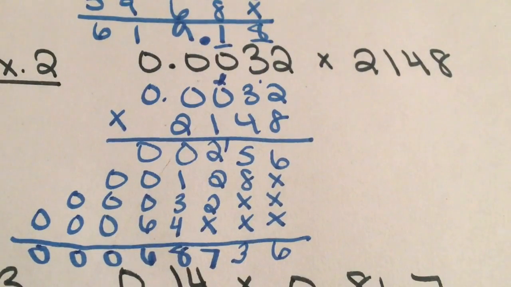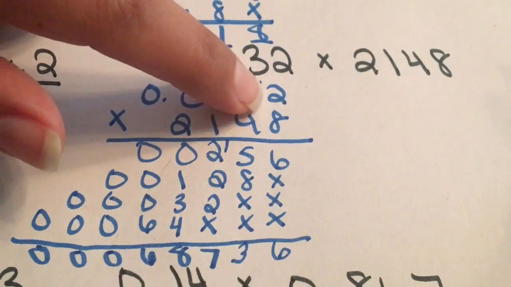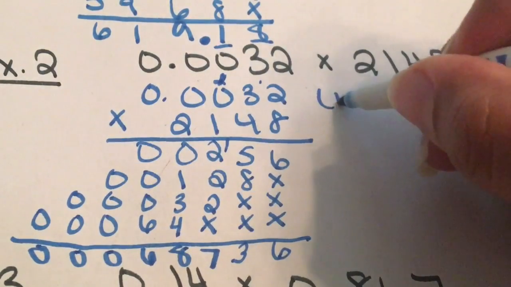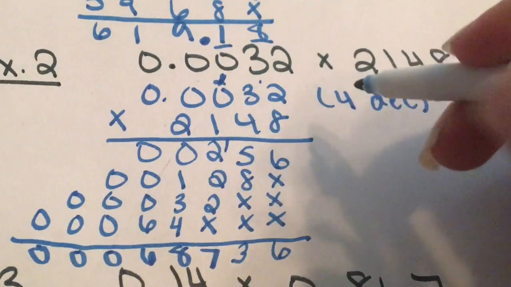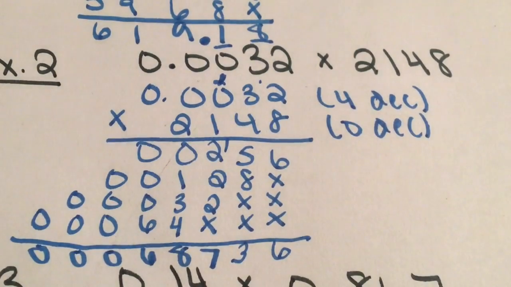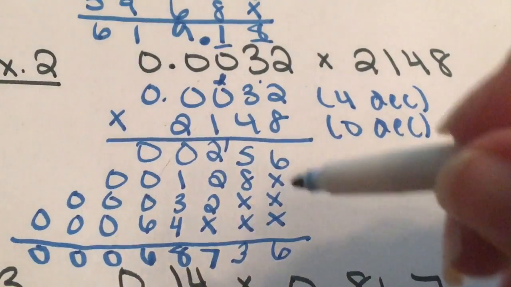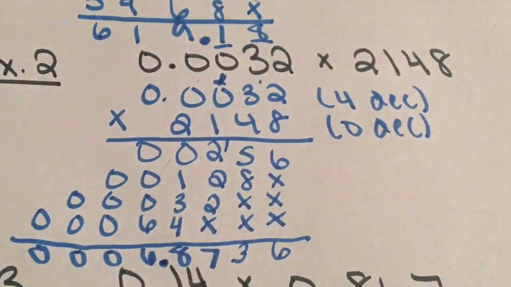So now we're going to count our decimal places. If I look, there were 4 numbers behind the decimal in our first number. There were none in our second number. I'm just going to put 0 decimals. So when we add that up, that's going to be 4 decimal places total. So I'm going to count for there to be 4 decimal places. I'm going to have to place that decimal between the 6 and the 8. So now I see 4 decimal places behind the number.